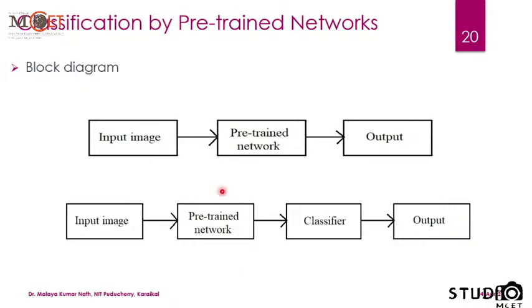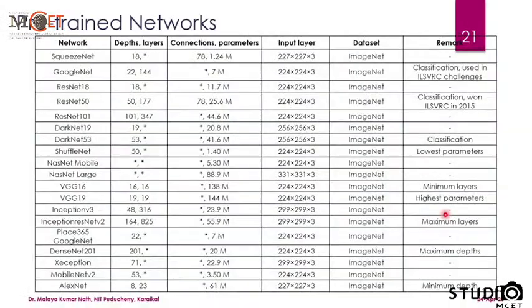In the second case, we are using the pre-trained network for feature extraction. That means at a particular layer, we can extract the features. Then we feed these features into the classifier network to do the classification, and we get the classification output. Here we are using different pre-trained networks like SqueezeNet, GoogleNet, ResNet 50, ResNet 101, DarkNet, ShuffleNet, up to AlexNet. For all the networks, the depth of the layers, the connection parameters, the input layer dimensions, as well as the remarks have been represented from the literature.